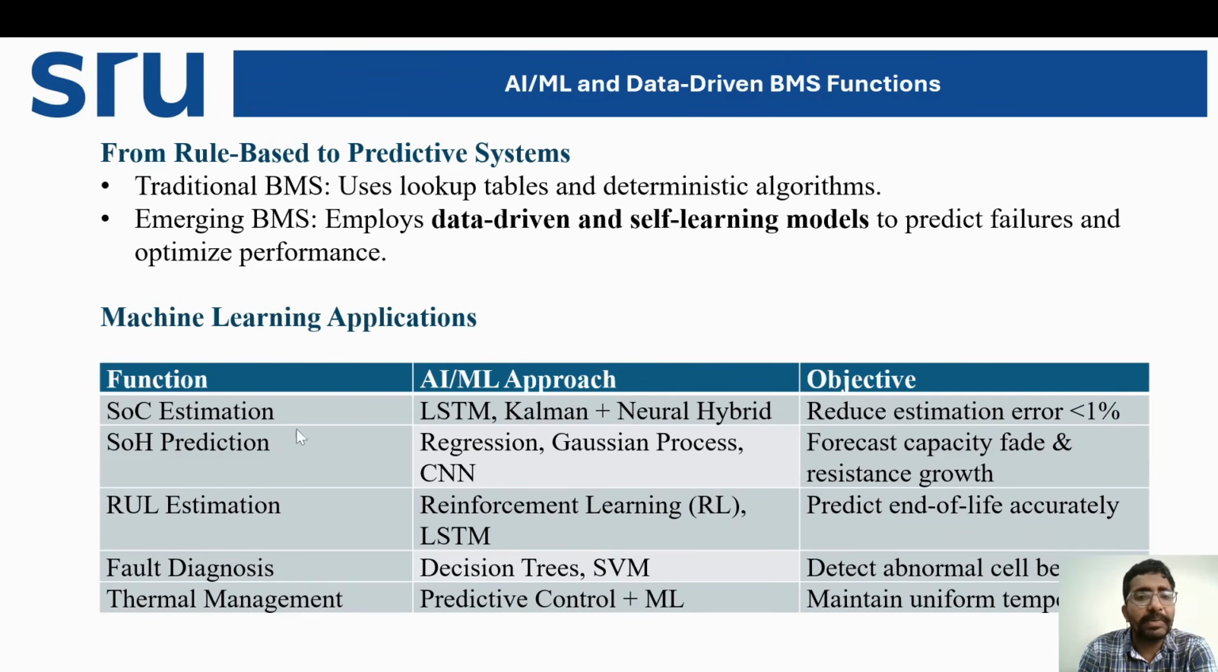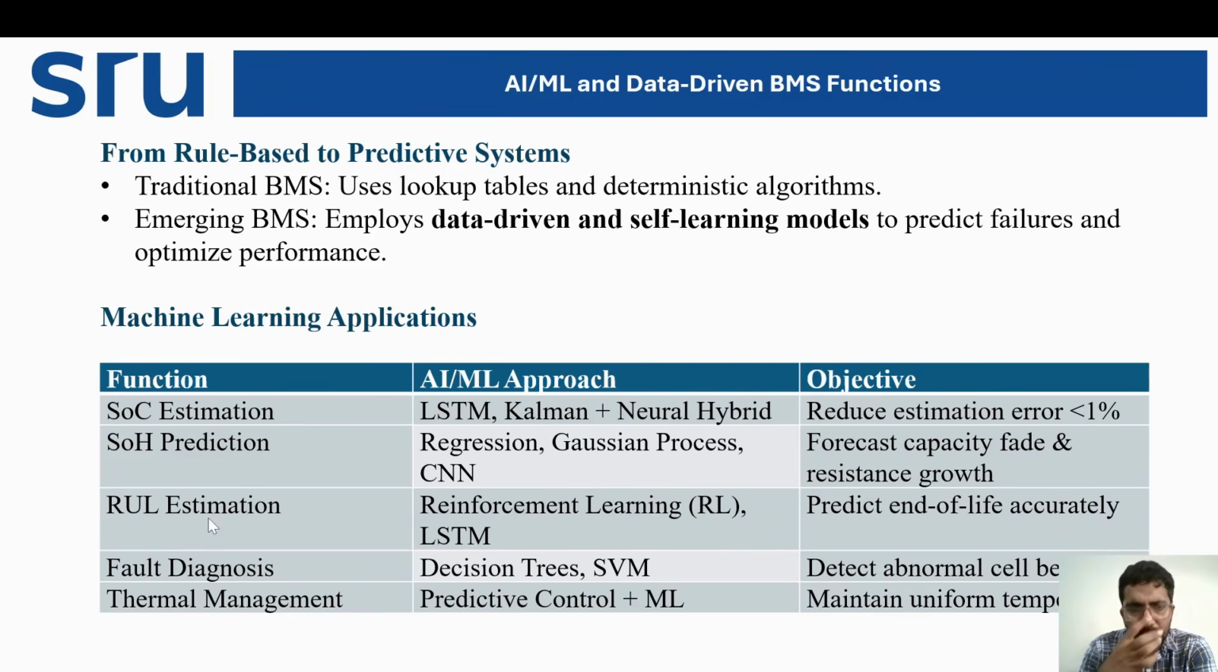Similarly, state of health predictions can be done using regression algorithms. Regression is nothing but finding a relationship between independent and dependent variables, like system identification or a polynomial fit. That regression is represented like that. Then Gaussian process and convolutional neural network are also there, where state of health can be used. The objective can be to forecast the capacity fade, then resistance growth. So for state of health, we will be able to forecast all these parameters.